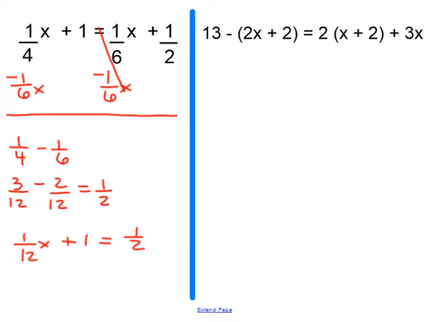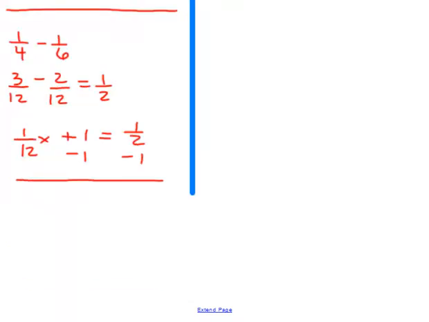Okay? Now we're going to get rid of this constant, move it to the right. Minus 1, minus 1. So we have these cancel. 1/2 minus 1 is going to be negative 1/2. Bring everything else down. All right, now we have to divide by 1/12 because we've got to get rid of this. This is being multiplied. Opposite of multiplication is division. Divide by 1/12.